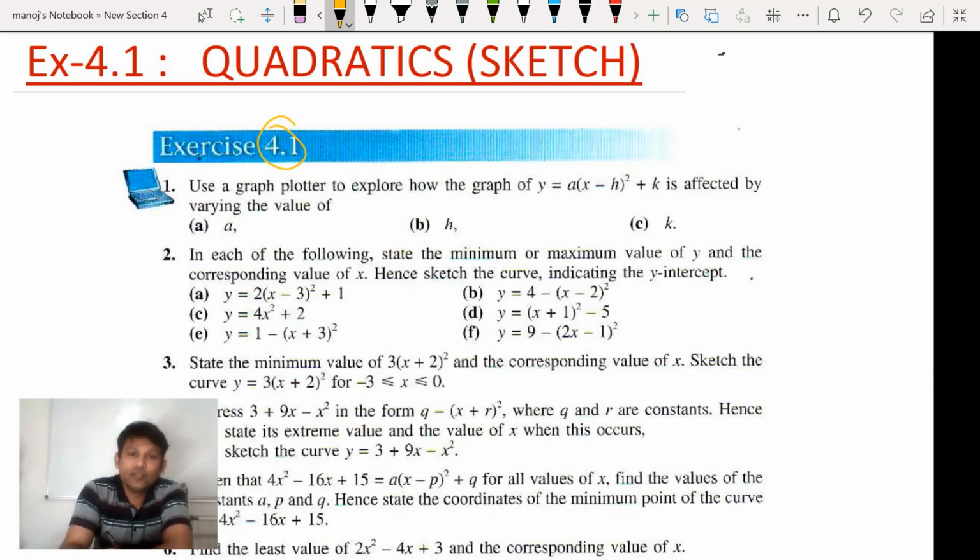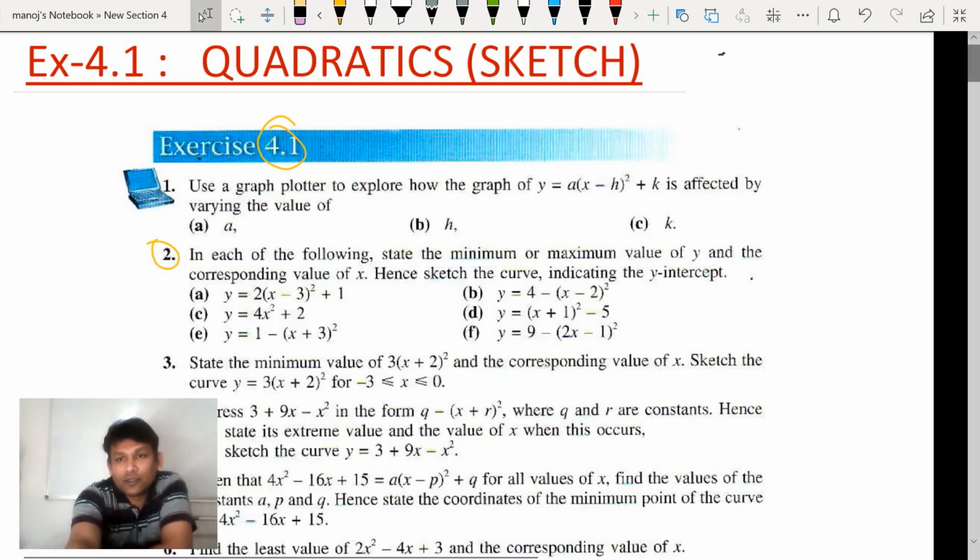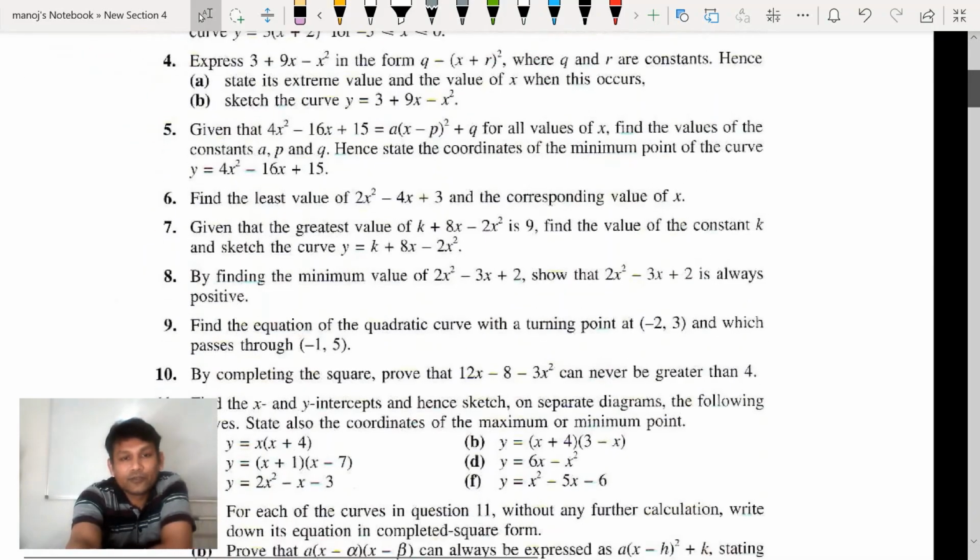There is a difference between draw and sketch. Sketch is not on graph paper, and draw normally we do on graph paper. So sketch means we just draw the x-axis and y-axis and do our quadratic sketch. So I want to start with question number 2, and this is exercise 4.1, about 10 to 12 questions.